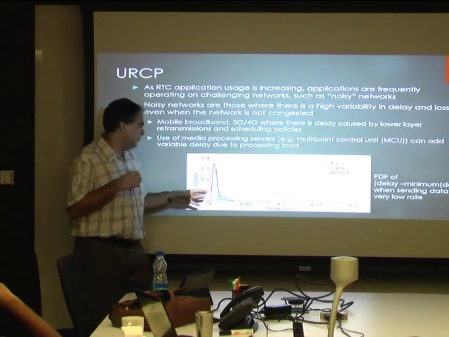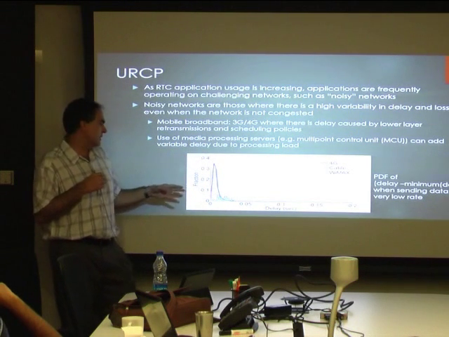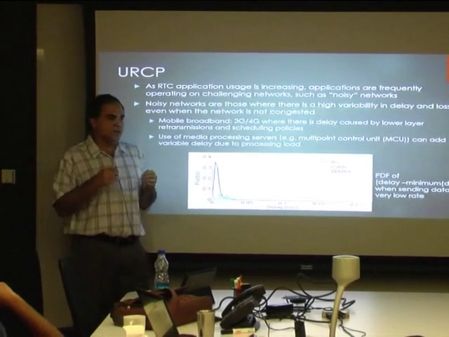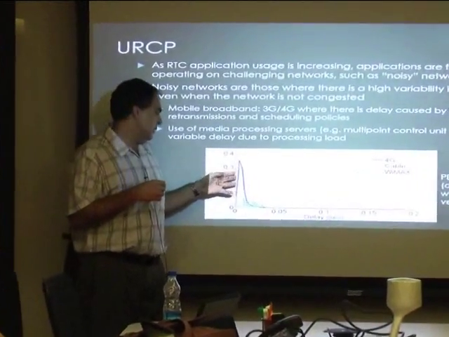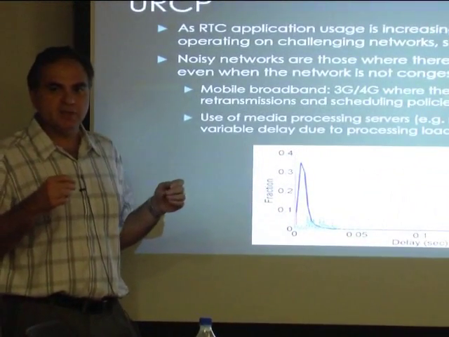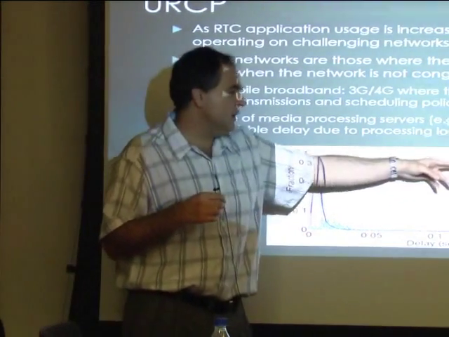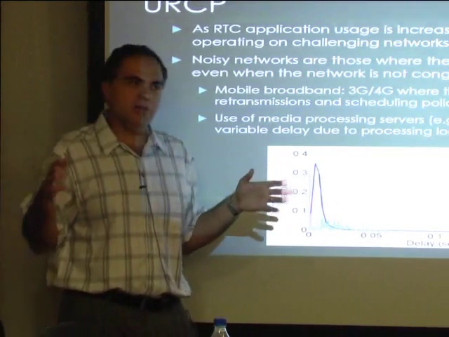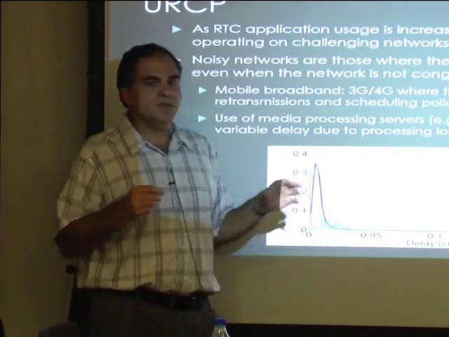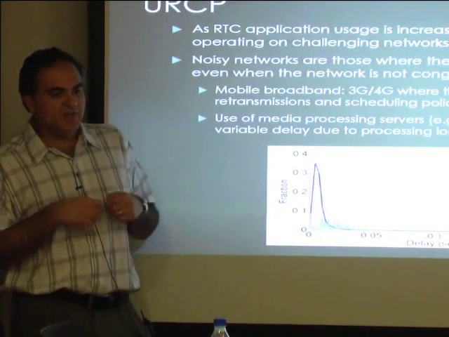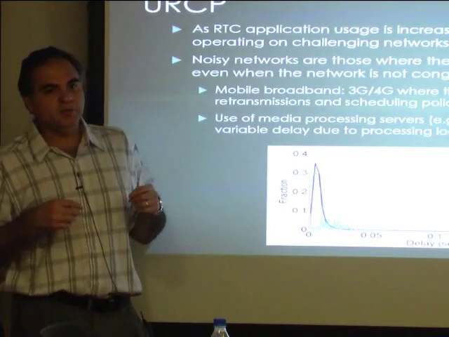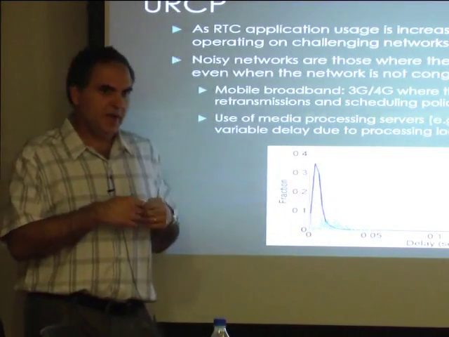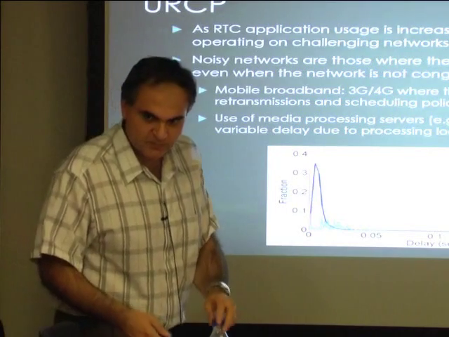So it turns out that for cable modem type networks, this distribution is very narrow, meaning there's very little portion of delay that's not just propagation delay. But if you look at other networks like 4G or WiMAX, then you see this distribution is very broad. That's what I mean by noisy networks: even in the presence of a traffic flow which is very low bandwidth and shouldn't be congesting the network, you're still seeing a high variability in delay.